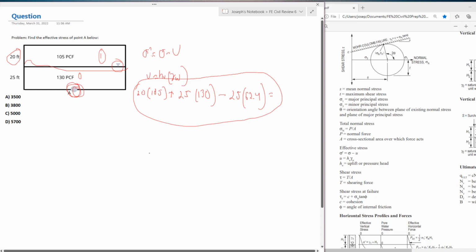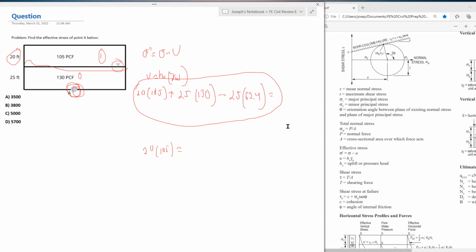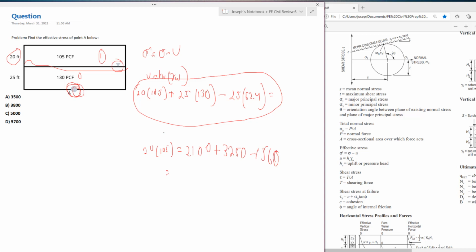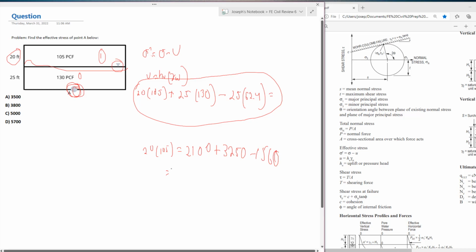And once you calculate that all out here, we get 20 times 105. We use our calculators. 20 times 105 equals 2100, plus 25 times 130 equals 3250. And then the final part of this equation, we're going to subtract 25 times 62.4 because that is uplifting at point A. That is 1560 here. And then if we finally total that all up, 2100 plus 3250 minus 1560, we're going to get a final result of 3790.